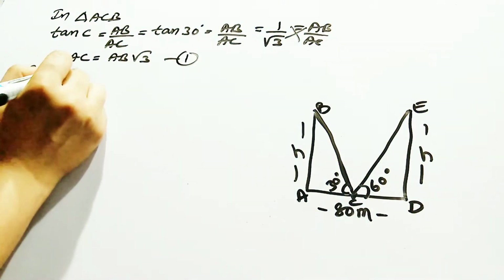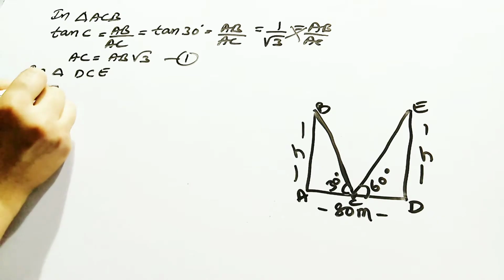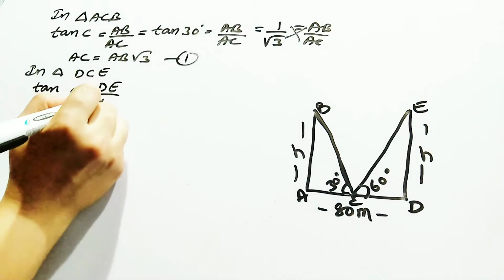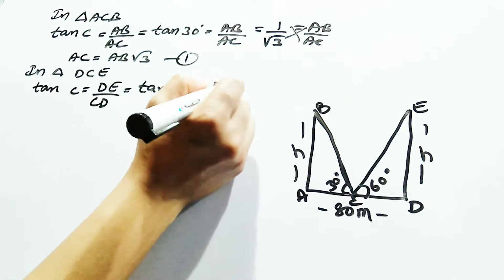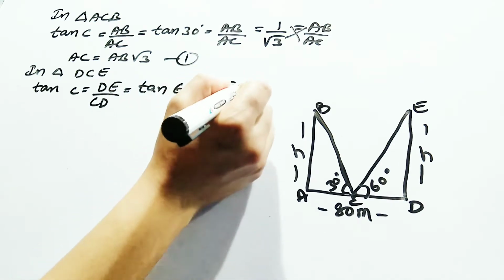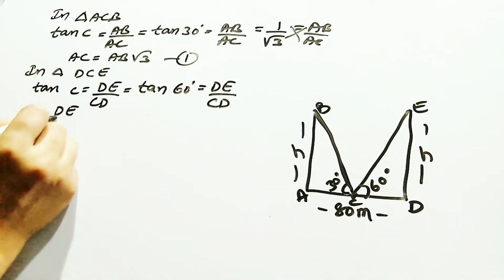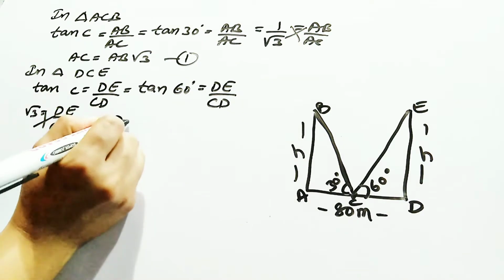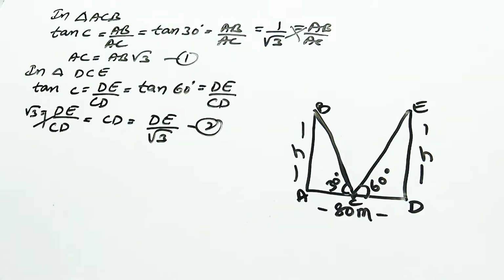In your triangle DCE, tan C is equal to DE by CD. Tan C is nothing but tan 60 degree equal to DE by CD. What is your tan 60? That is root 3, equal to DE by CD. Just cross multiply it. What you will get? CD is equal to DE by root 3. This is your second equation.